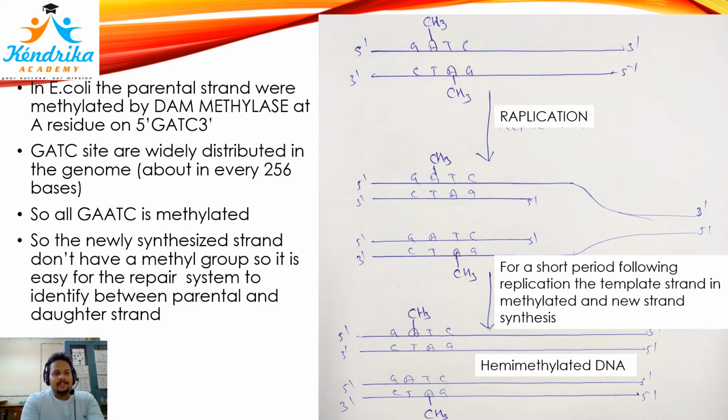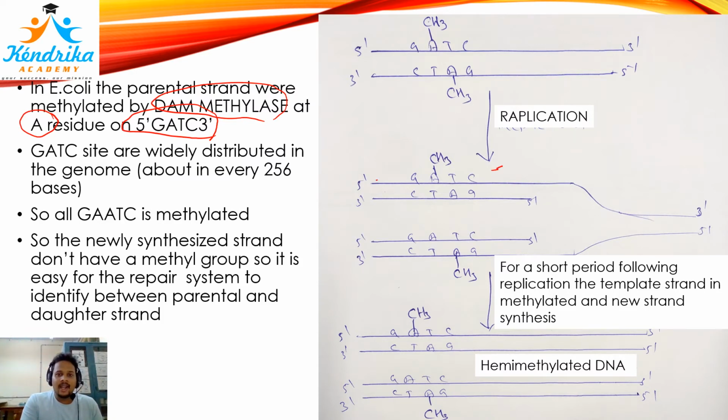In E. coli, the parental strand is methylated by DAM methylase at the adenosine residue in the 5' GATC 3' sequence. This means that in all the DNA, wherever the GATC sequence is present, all the A's are methylated by DAM methylase. After replication, both strands will be methylated by DAM methylase at the adenosine residue of the 5' GATC 3' sequence. Clear?